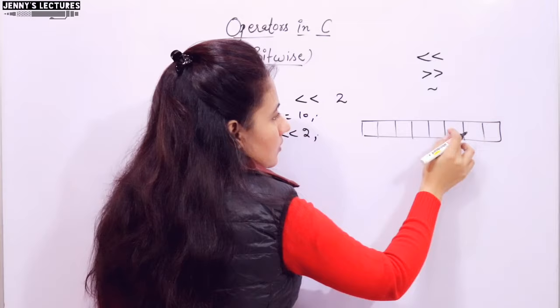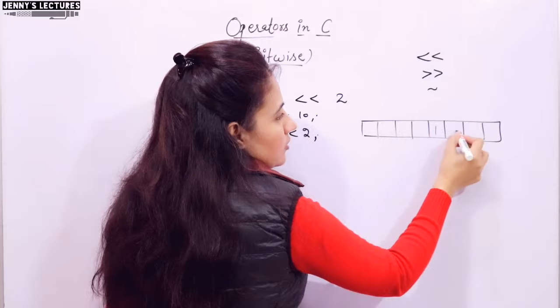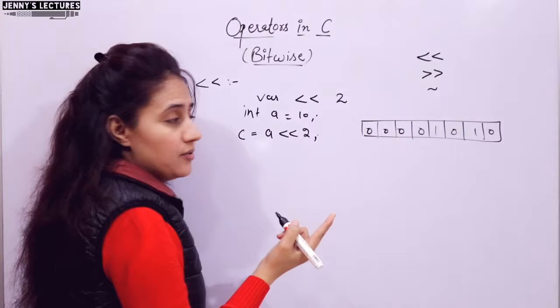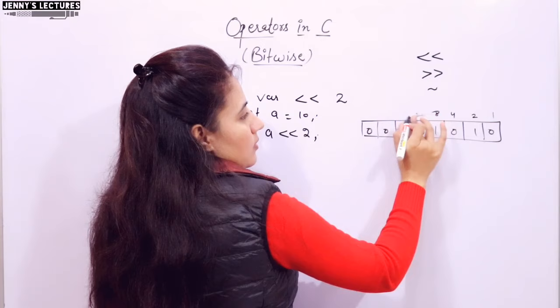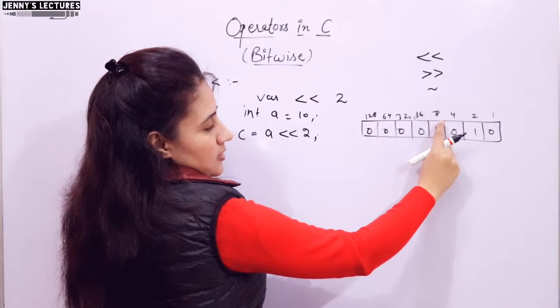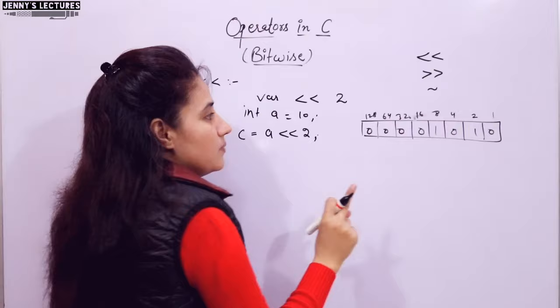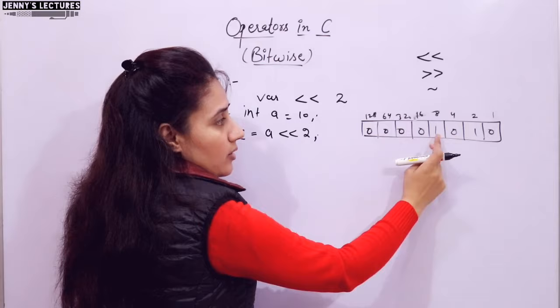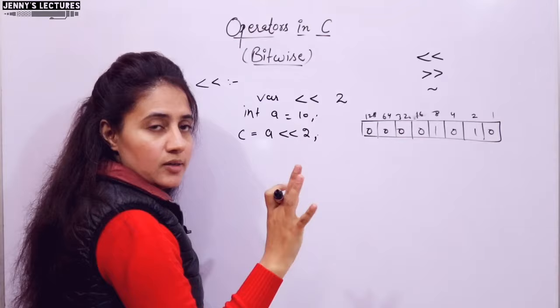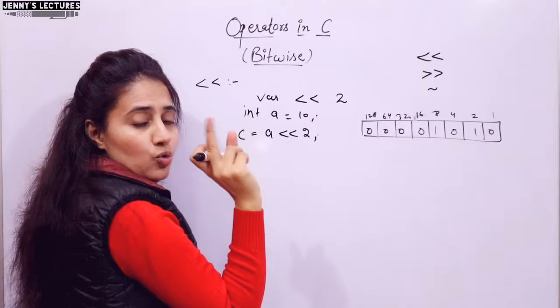The binary form of 10 is 1010. I hope you know how to convert a decimal number to a binary number. The shortcut is, you can write down 1, 2, 4, 8, 16, 32, 64, 128. I am placing 1 and 1 here because 8 plus 2 is 10. So this is the binary form of 10. If the number is 11, then you put 1 here as well as here, because 8 plus 2 is 10, plus 1 is 11. This is the shortcut.